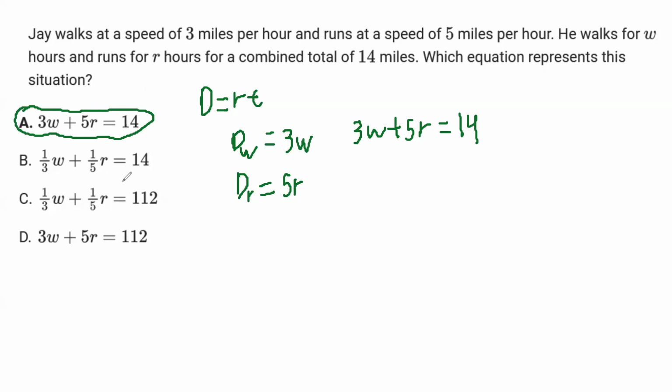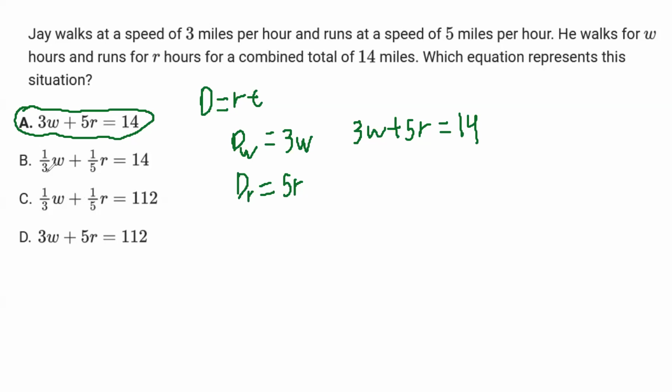Let's look at what's going on with these other answers, right? Where does this 112 come from? It comes from 3 plus 5 being 8, and then 8 times 14 gets you 112. I think they think people will do that, and then they'll get this 112 situation. Like if you think it's 14 miles per hour or something in the end.